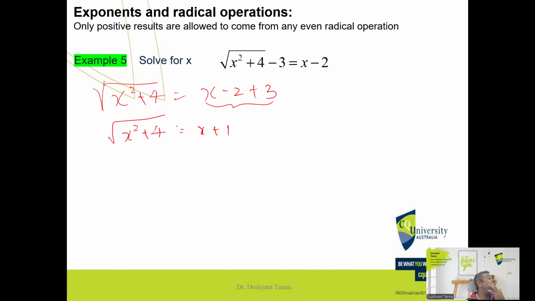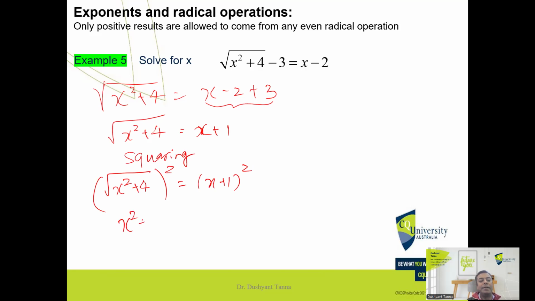Right? Now what do you do? How do you get rid of the square root? Just raise it to the power of 2. Yes. Very first, move away the other stuff, and after that move to the power of 2, and not start with that one. So now the next thing is squaring. So the square root of x square plus 4 square is x plus 1 square.